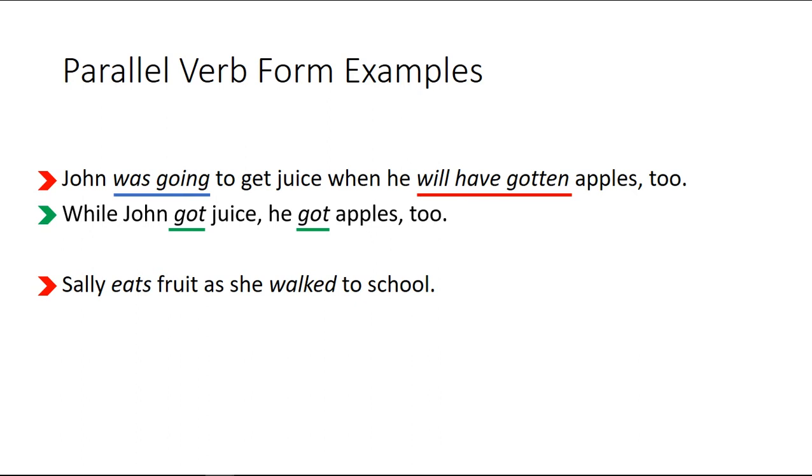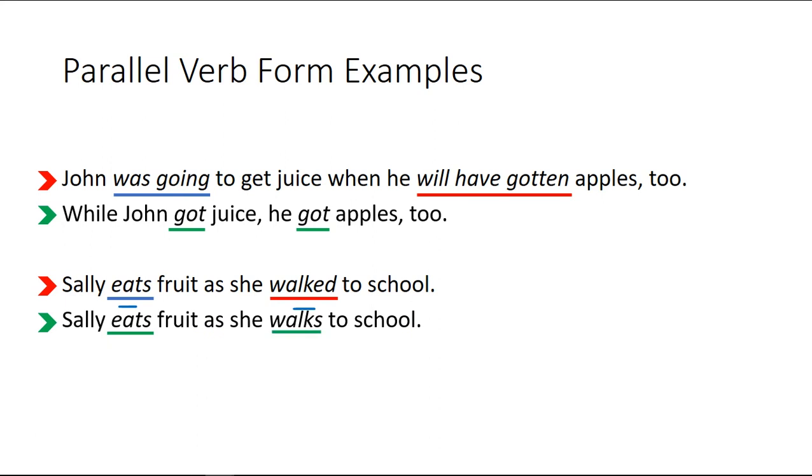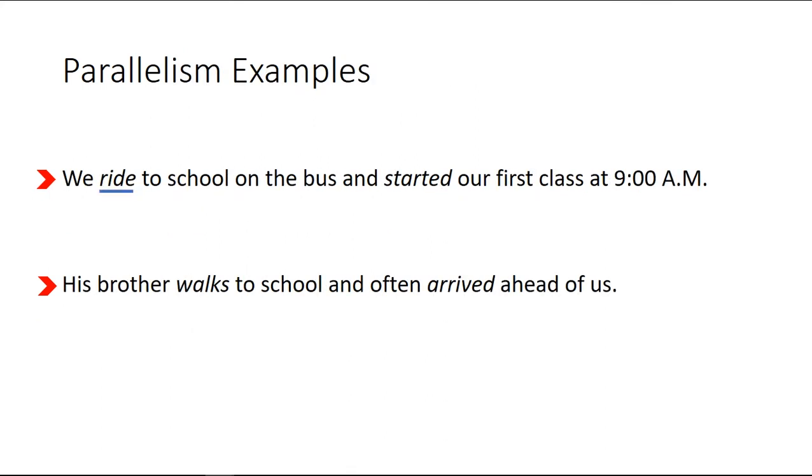All right, let's look at another one. Sally eats fruit as she walked to school. Now this sounds wrong, and the reason is because we're going from present tense on this side to past tense here, and that is not maintaining parallelism. So let's correct it. Sally eats fruit as she walks to school. So now we've got present tense and present tense. She eats, she walks.